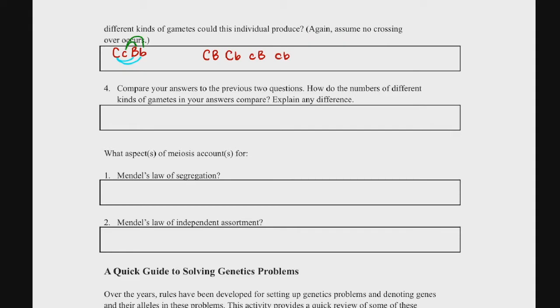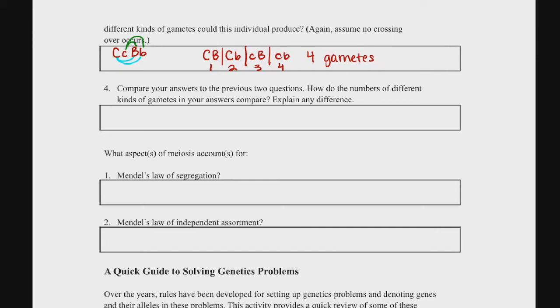So as you can see, all of these are different, and so our answer for this would just be 4 gametes. This is 1, 2, 3, 4, and not one of them looks like each other.